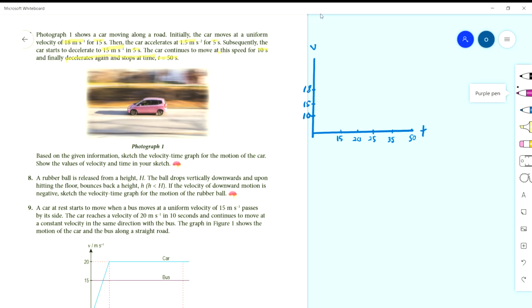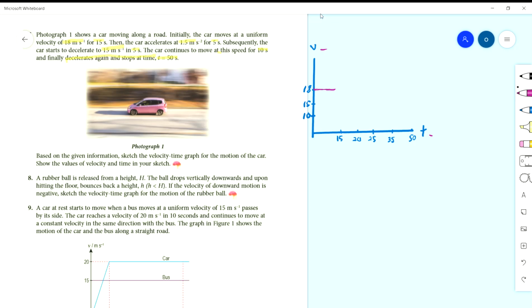Okay, now we want to start the graph. So we can see here the car moves at uniform velocity. Ini graph V. Boleh tulis unit dekat sini ya. So graph V 18 selama 15 saat. So 15 saat uniform. Sepanjang 15 saat tu 18 je. So sampai 15 ni dia sama.